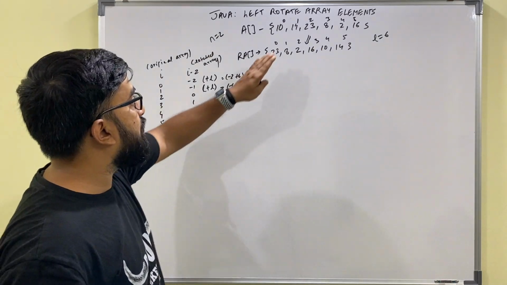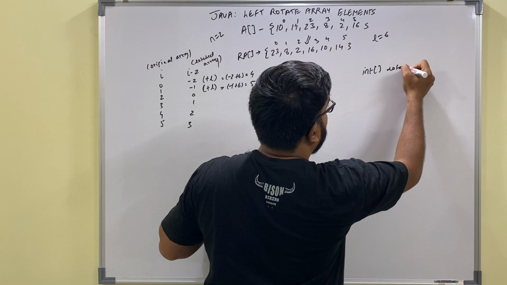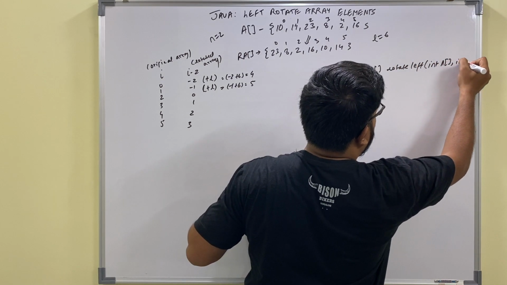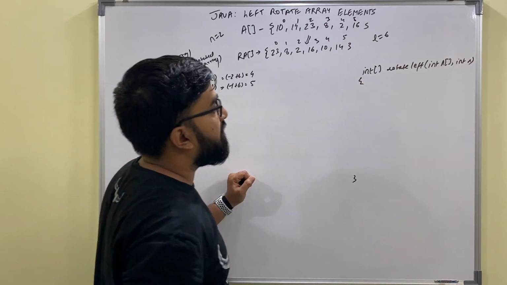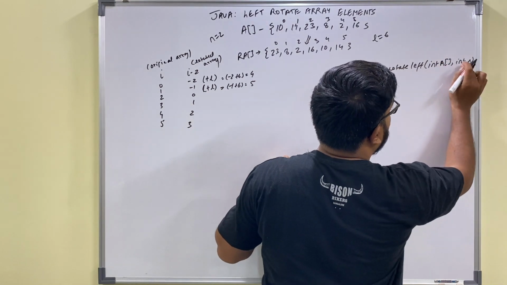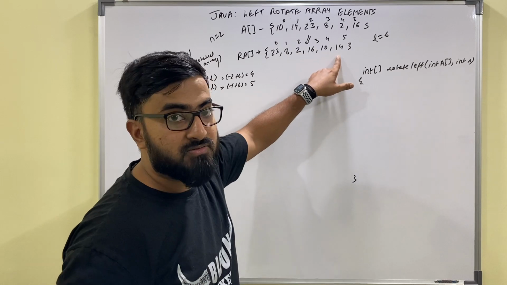Okay, so let me write the code for this case first. So I'll say int[] rotateLeft, array A by n places. I am given this input array A in this function and a value n, and I return the array which has the rotated values.